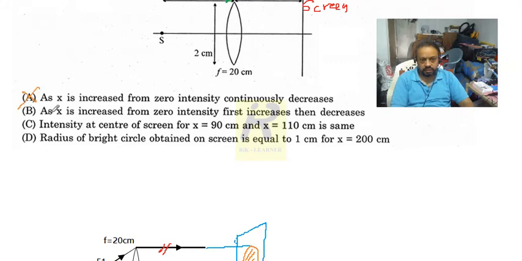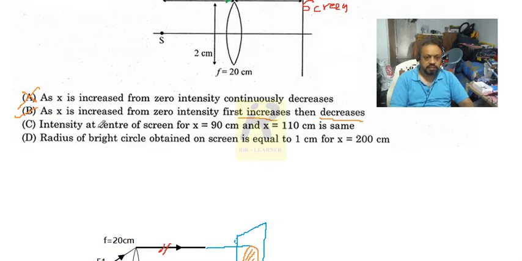Option B is, as x is increased from zero, first intensity increases, then decreases. It is right, right? So till 100 centimeter intensity increases. Then beyond 100 centimeter intensity should decrease. So that means this option B is right.